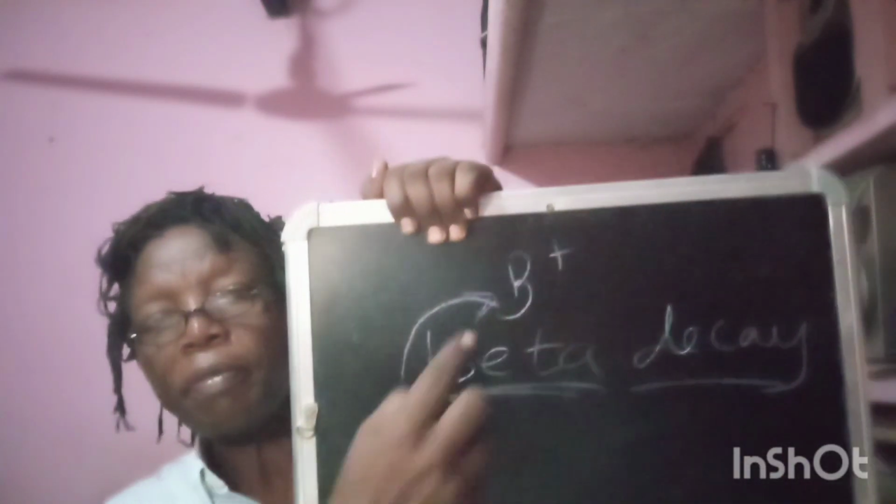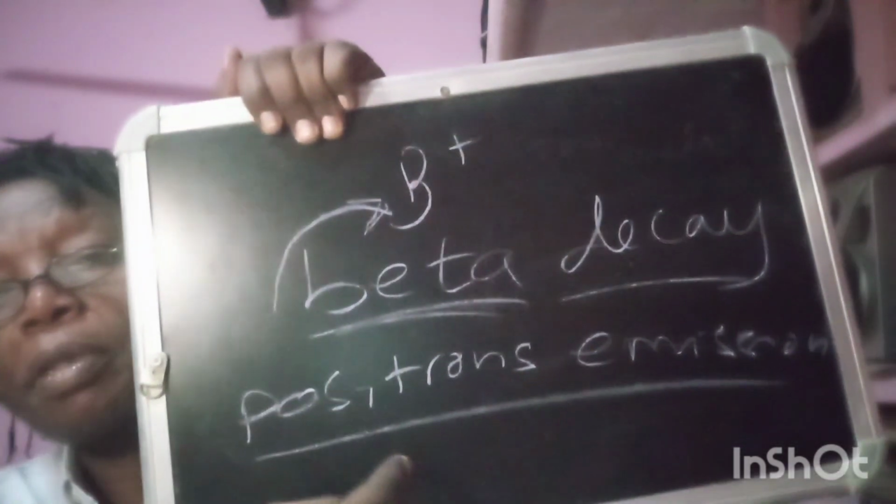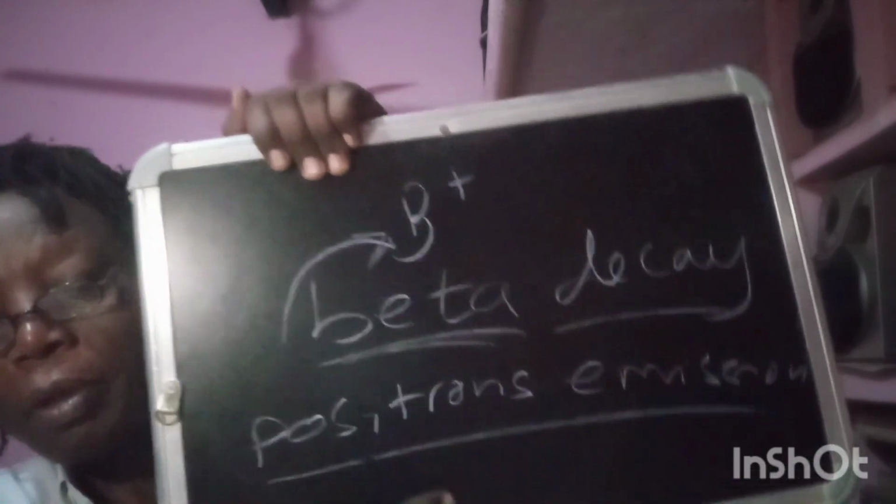Now this is positive, you can see it's a positive sign. And the thing I'm calling positron emission: I've told you a positron is something like an electron, but has a positive charge, which is numerically the same as an electron. So this is the particle we're talking about in positron emission, beta plus decay.